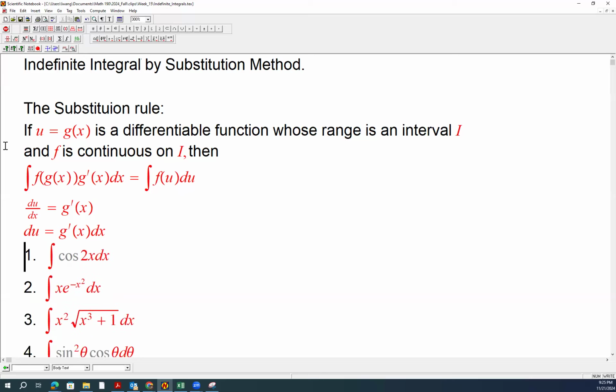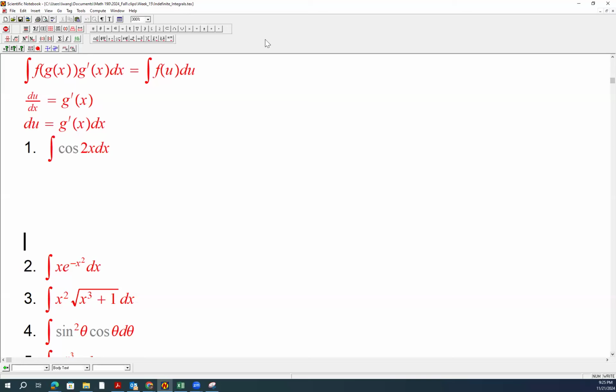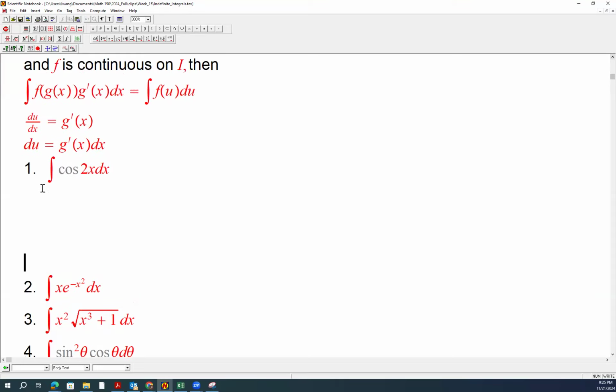Okay, the first one: we have the indefinite integral of cosine of 2x. And we know the antiderivative of cosine x, right? So what's the antiderivative of cosine 2x? In this case, we would introduce a variable u, which is equal to 2x.